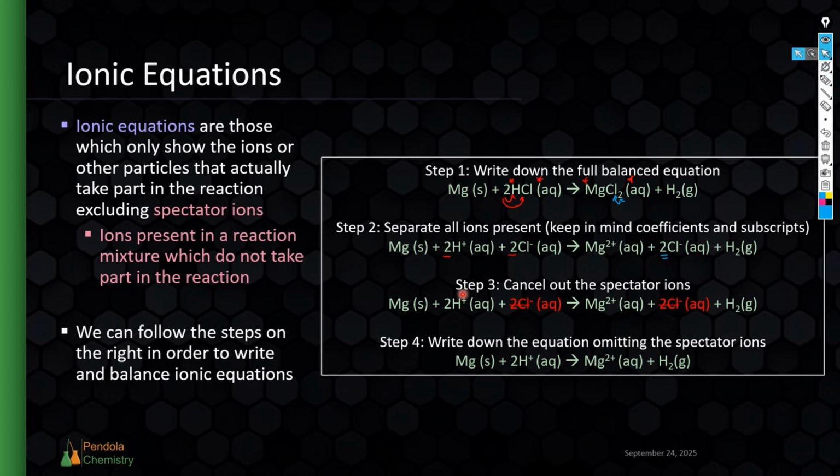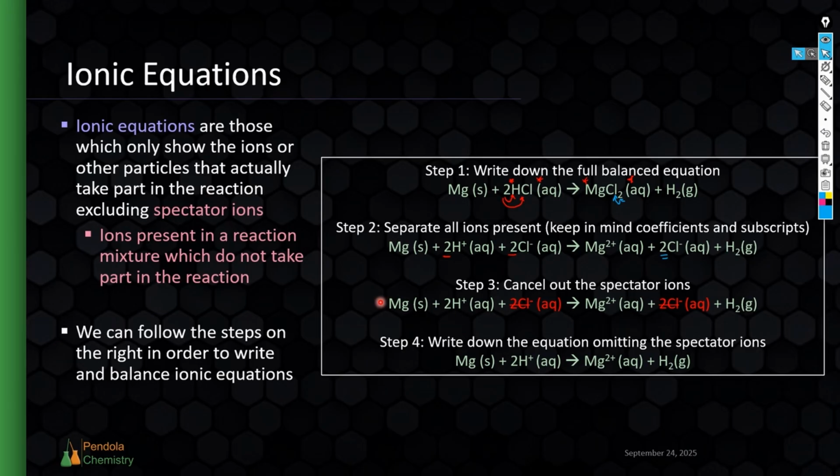So step number 3 here is going to be to realize that out of this whole thing, when we separate all the ions, the chloride ion is actually exactly identical on both sides. We have 2Cl- aqueous in the reactants, 2Cl- aqueous in the products. Because the chloride ion does not change, it makes it a spectator ion. It's an ion that does not actually participate in the reaction, but instead it's just there to bring in the hydrogen from the hydrochloric acid.